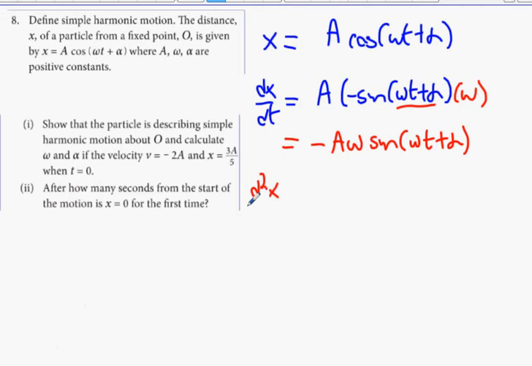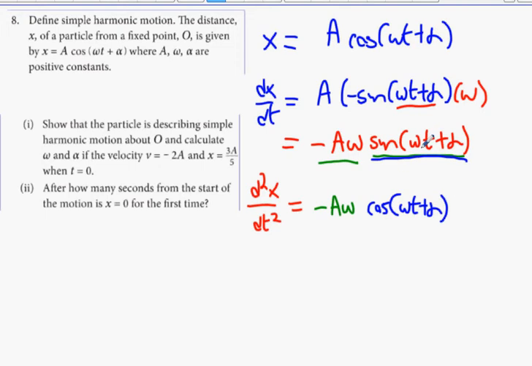Second derivative? Can anybody tell me? Once again, this here is considered constant. This is the differentiable part here, underlined in blue. What happens when you differentiate sine? Cos. Angle is maintained. Then you differentiate the angle. What happens when you differentiate the angle? Yeah, omega here. Then it's minus a omega squared cos(omega t plus alpha).